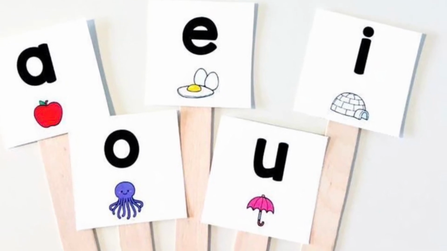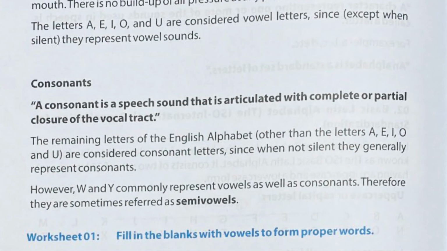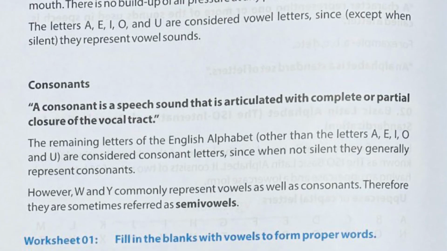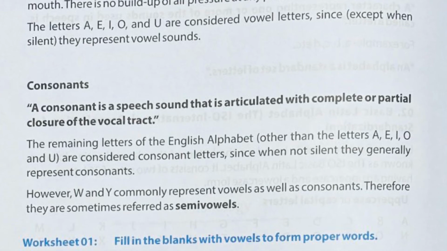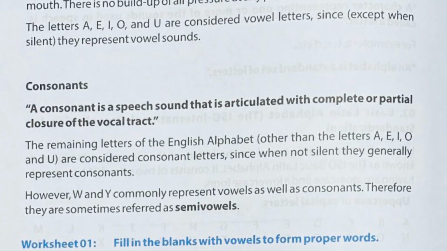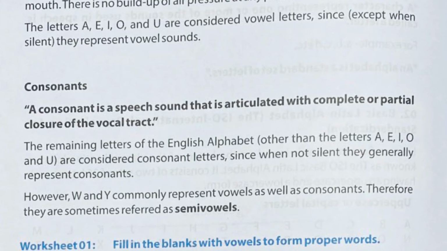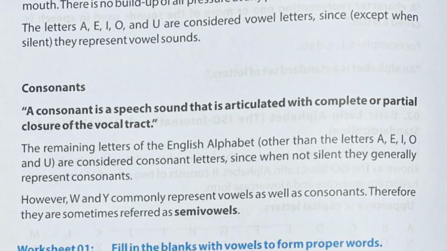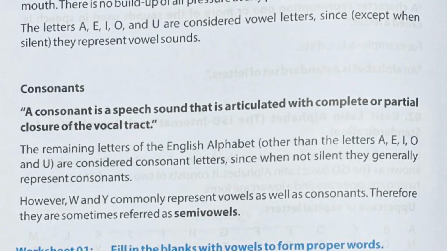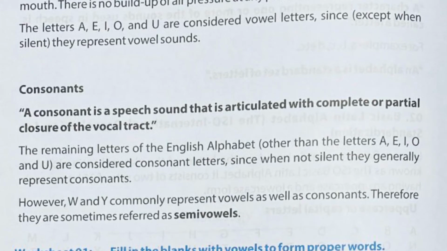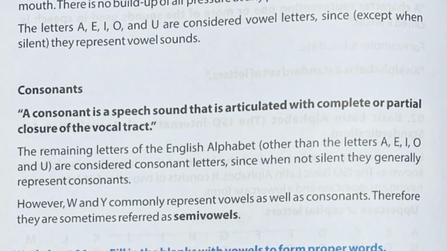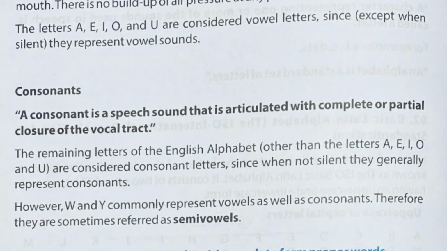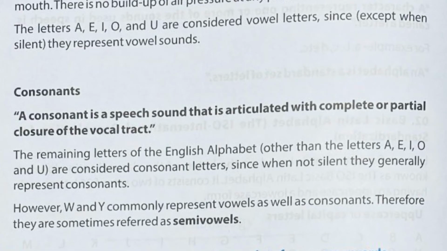Now if I talk about consonant, a consonant is a speech sound that is articulated. Articulated means expressed or spoken with complete or partial closure of the vocal tract. A vowel is pronounced with an open vocal tract, whereas a consonant is articulated with partial or complete closure of the vocal tract. The remaining letters other than A, E, I, O, U, the remaining letters of the English alphabet, are considered consonant letters.